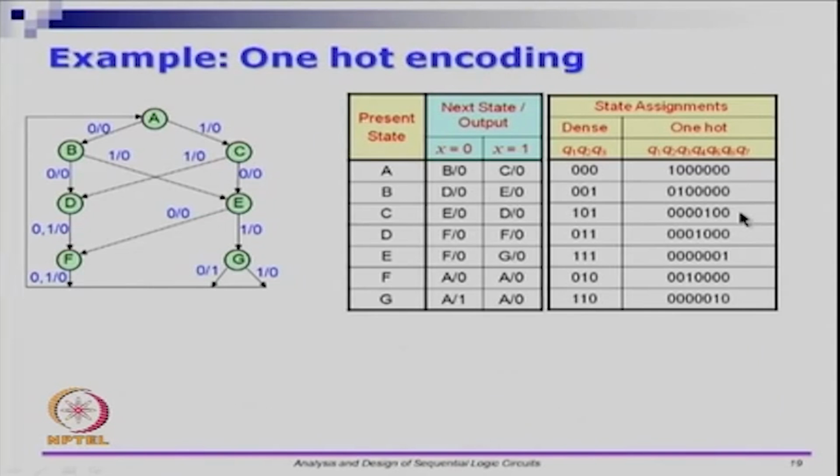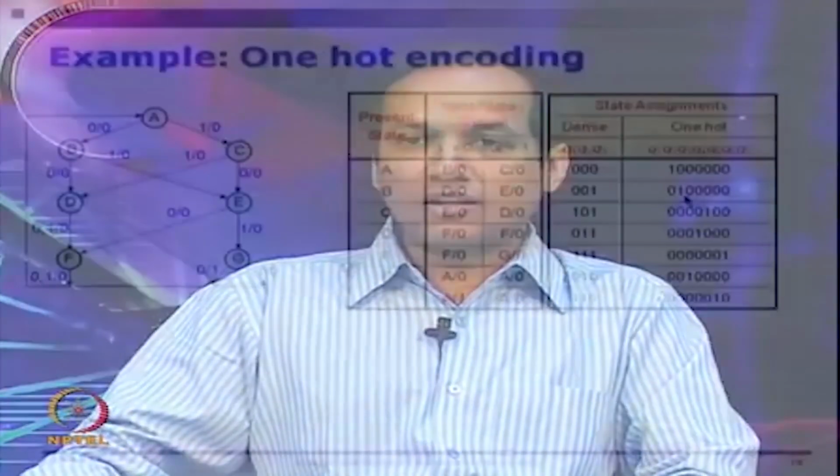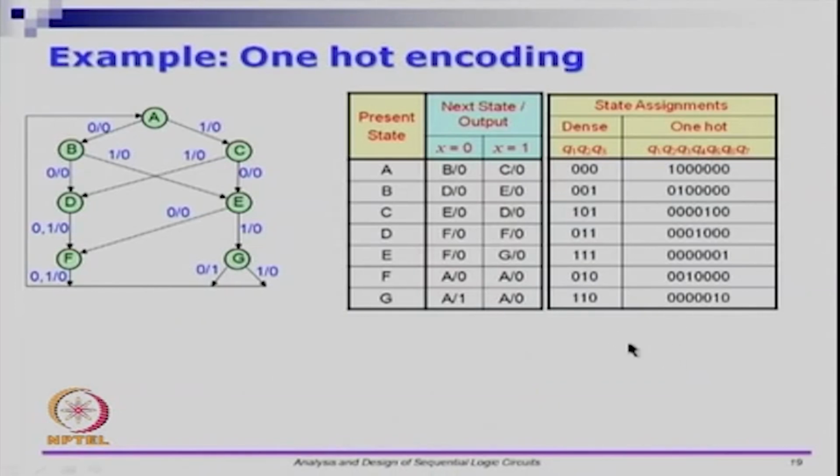The nice thing about one hot encoding is that if you inspect a particular flip flop, you can say whether you are in that state or not. So if at any point of time I give you the state register, you can go and see which bit is the one, and you can tell me that you are in that state and not in any other state. So there are lots of uses because of this one hot encoding.